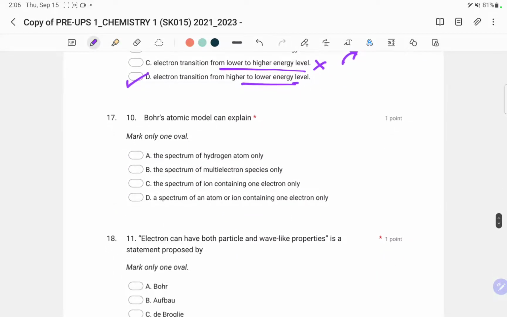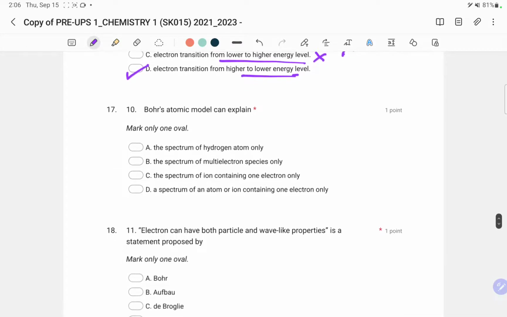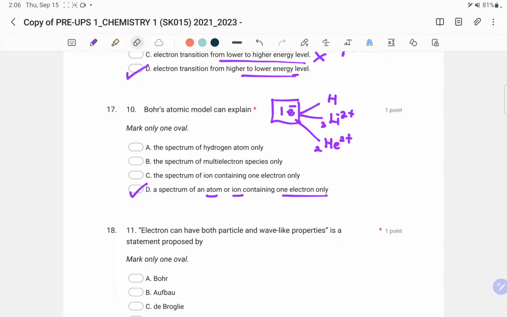Okay, next, number 10. Bohr atomic model can explain. Okay, so the answer is D, right? The spectrums of atoms or ion containing one electron. So, kita tahu Bohr ni hanya boleh explain bila dia ada satu elektron sahaja. Okay, so siapa yang ada satu elektron? Hydrogen, Li2+. Kenapa Li2+? Sebab Li dia ada 3 elektron, so dia kena buang 2 supaya jadi 1. Another one is He+. Sebab He ada 2, so dia kena buang 1, jadi plus 1 lah.